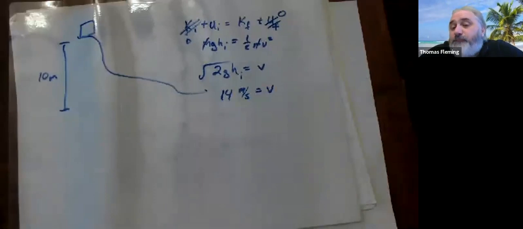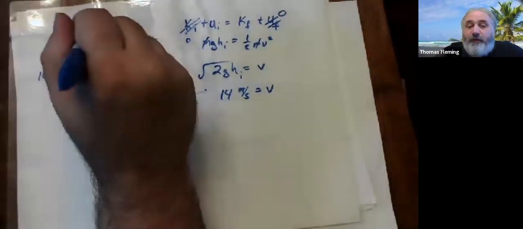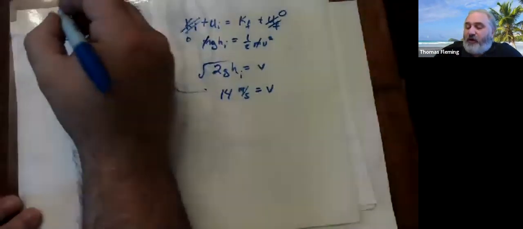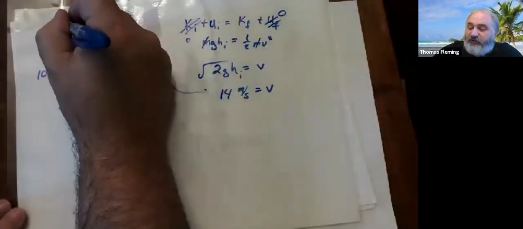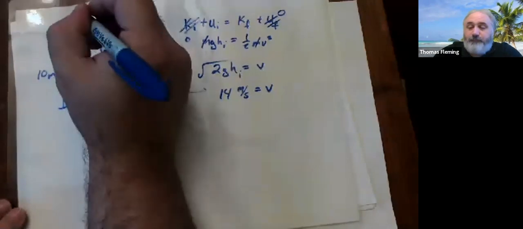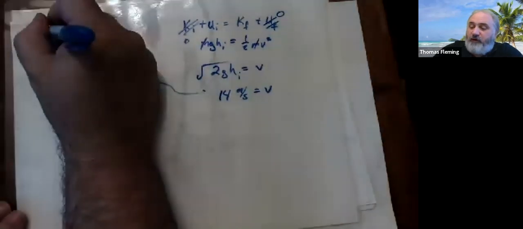Because what I'm going to do is take 2 other objects. I'm going to put them at the top of that hill, just like that. Except these 2 objects are going to be, how about a solid hoop? So a thin hoop, a solid disc.